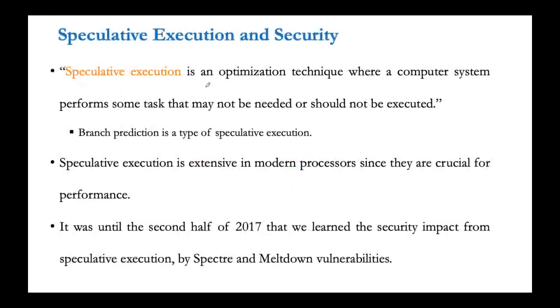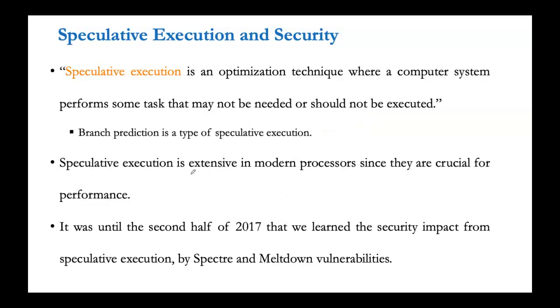Speculative execution is an optimization technique where a computer system performs some tasks that may not actually be needed, or should not be executed. Branch prediction is a type of speculative execution, where we predict that the branch will be taken. After calculating the effective address at the execution stage, it comes to know that actually this branch is not required to be taken, and then we flush it out. But we were assuming that it is taken. So how does that create problems or security implications?